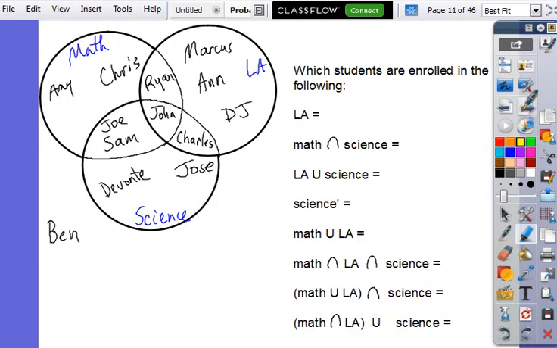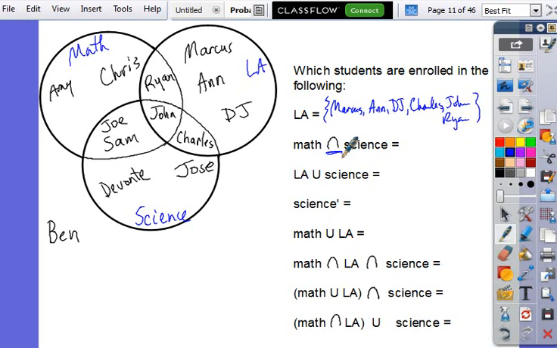Okay, for this one we've got different subjects and which ones are in which classes. If it's something simple like the first one, who's in language arts, I'm going to pick the names that are in language arts. Now technically our answers are supposed to be in these little squiggly lines talking about a set, so that's the way I'm going to write it. Marcus and DJ, Charles, John, Ryan. So that would be the people in language arts. Very simple, very easy. Now, again, what does this little thing mean? It's got to be in both of them at the same time.